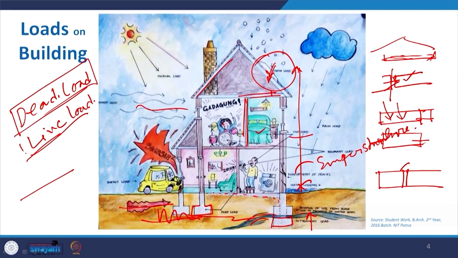So, it may have unequal settlement, and for that it will also create some load to the building, and sometimes it may also collapse the building. Then here, if you see, that person is drilling something, and here that drummer is doing something. So, it creates some vibration. So, it is also vibration load, and when it propagates, that will create resonance.